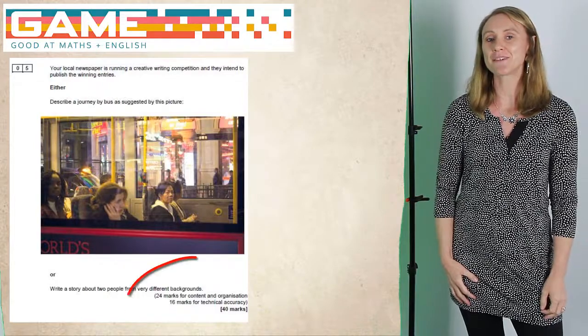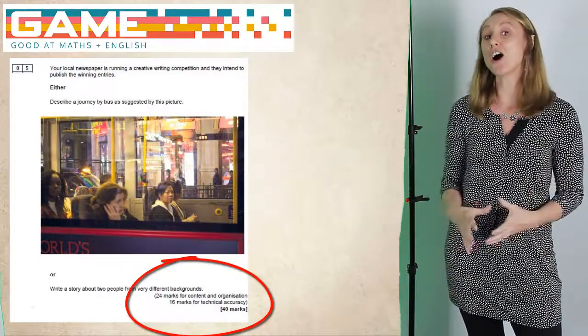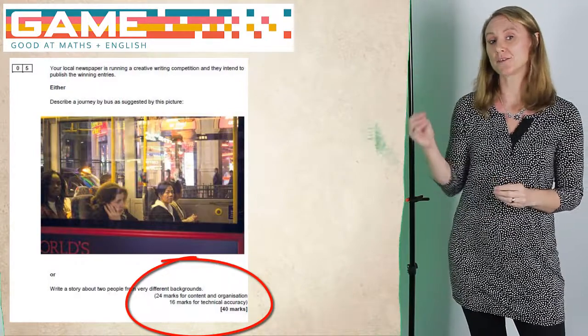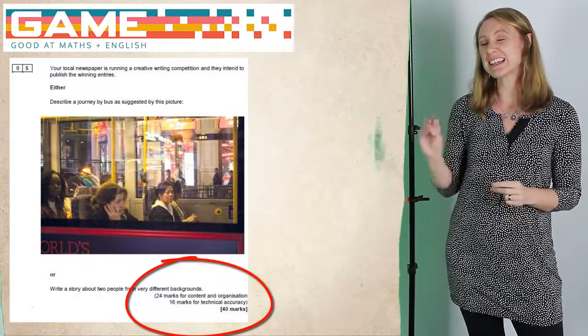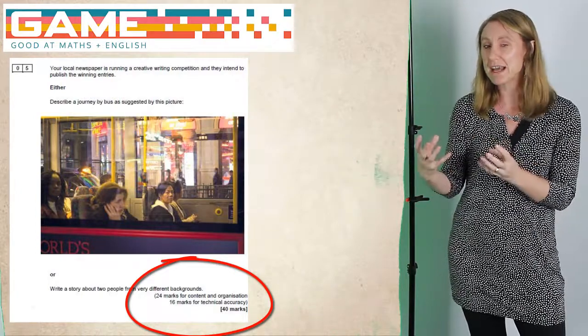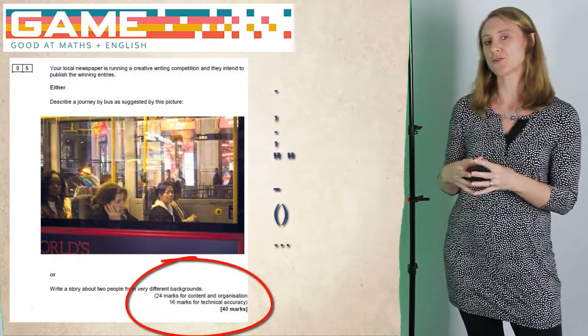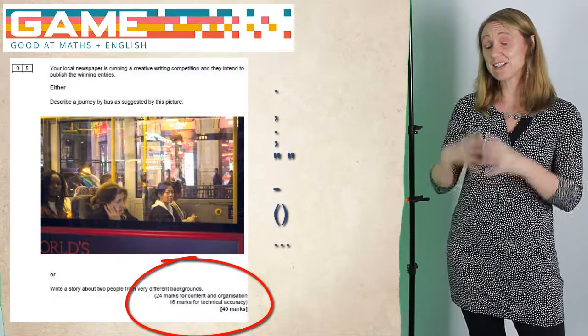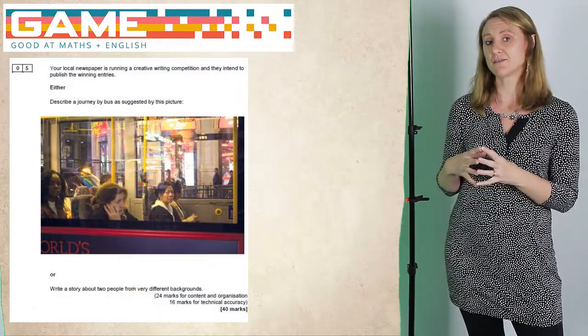Okay, so you've made it to the last question, question 5. This is worth 40 marks, half of the marks for the whole paper. That's broken down as 24 for content and organisation and 16 for technical accuracy. This is where you need to be really careful with your spelling and show off all the different punctuation that you can use. So you're going to be asked to create a longer piece of writing, of creative writing.